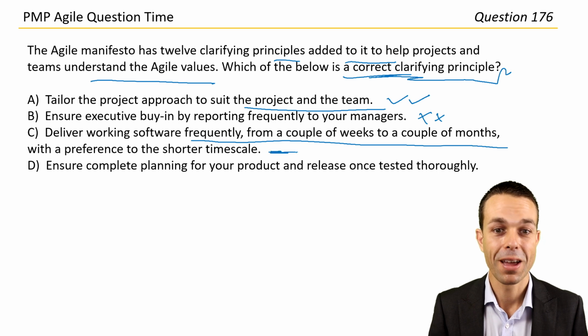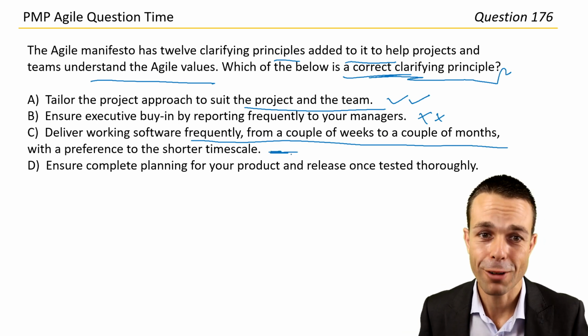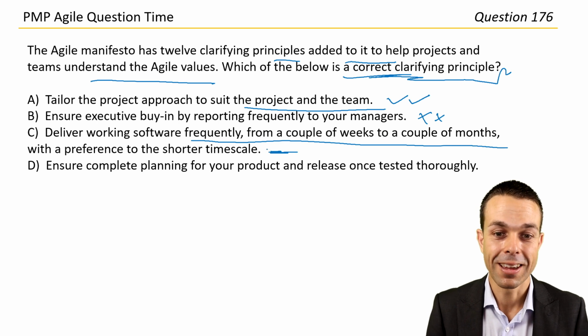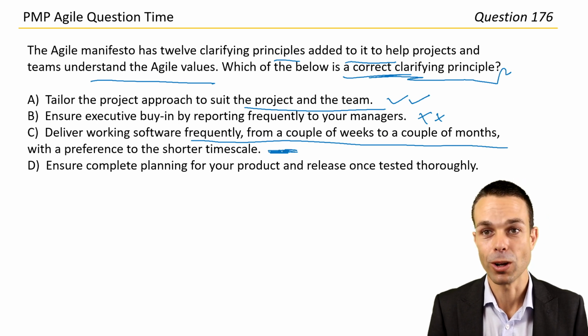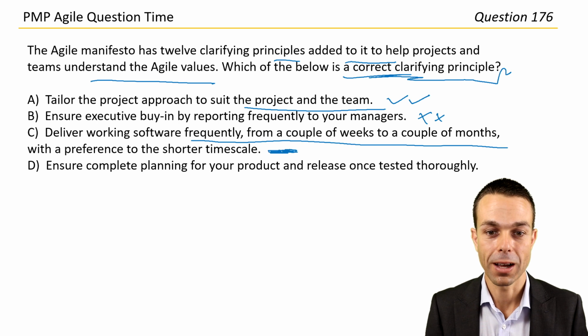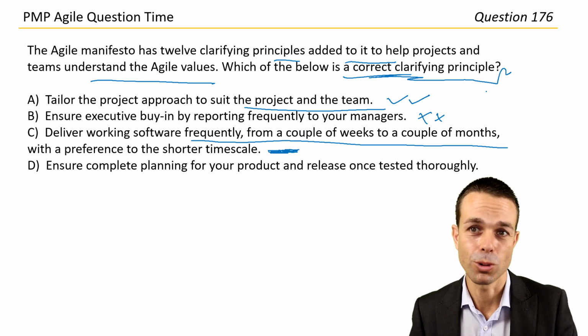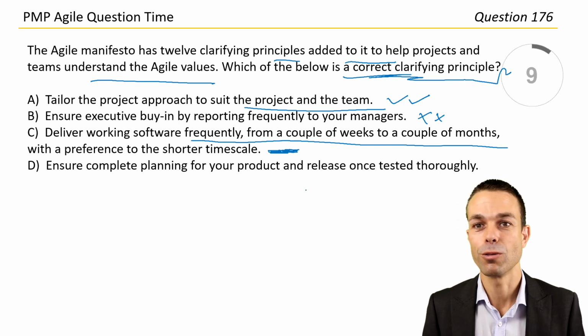Deliver working software frequently, from a couple of weeks to a couple of months, with a preference to the shorter timescale. Right, this is about the 12 clarifying principles. I didn't read the question correctly, but this is exactly one of our 12 clarifying principles. So you've got the Agile Manifesto, which is people and interactions over processes and tools and stuff like that. And this is our 12 clarifying principles.